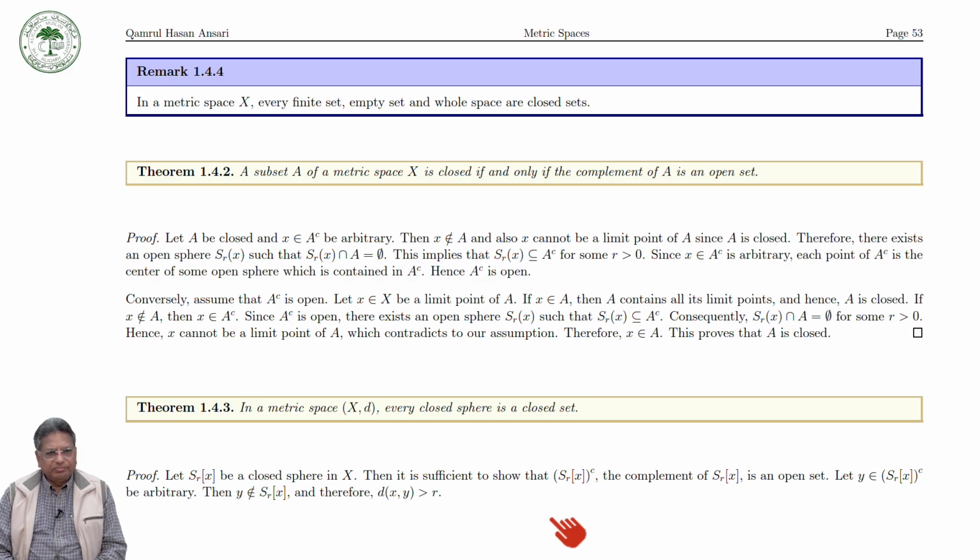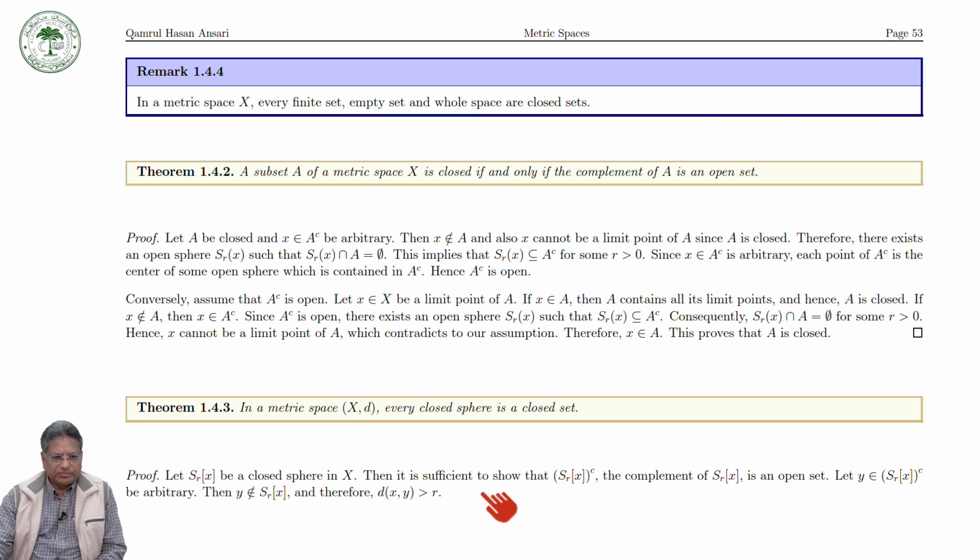Okay, welcome once again in this 10th lecture on metric spaces. As we have seen in the previous talk, the definition of a closed set, the closure of a set, interior of a set, open set, and their properties. We have seen that a subset of a metric space X is closed if and only if its complement is open. We have also seen that the open sphere is an open set, and today we will see that the closed sphere is a closed set in a metric space.